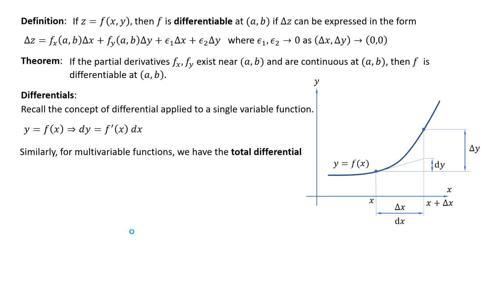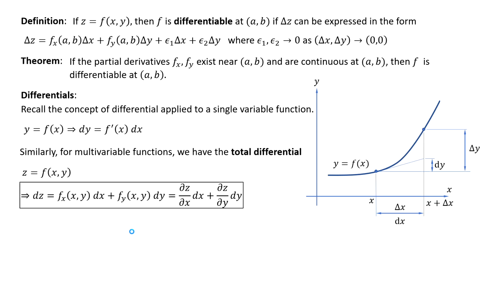Okay. All right. Now, similarly, for multivariable functions, we have what is called a total differential. That means if we have z equals f of xy and we want to look at dz, not the exact change in z, delta z, but the differential dz. It's a total differential dz. How do you find that? Well, partial z with respect to x times dx plus partial z with respect to y dy. That is the total differential. Please pay attention to this.